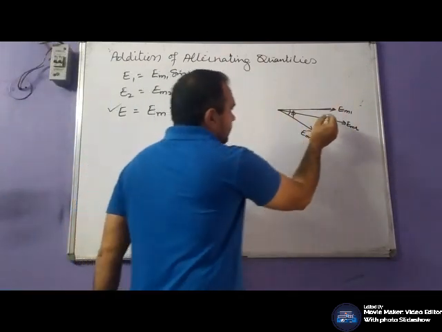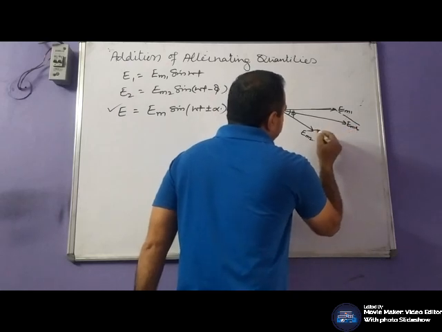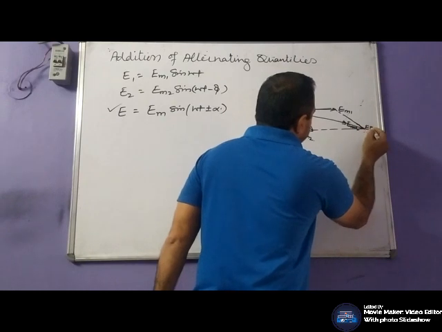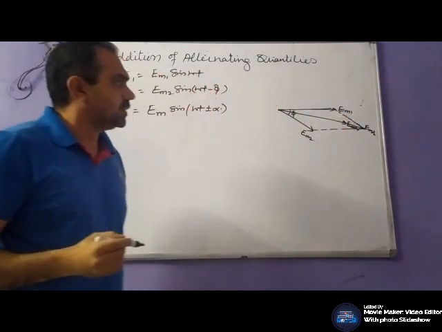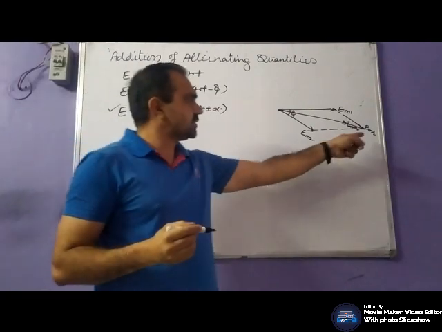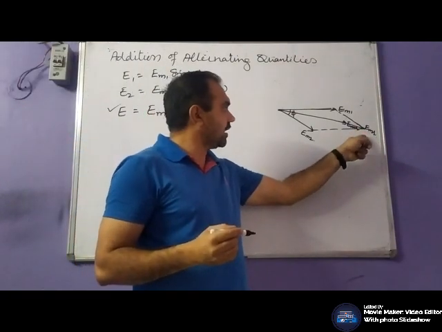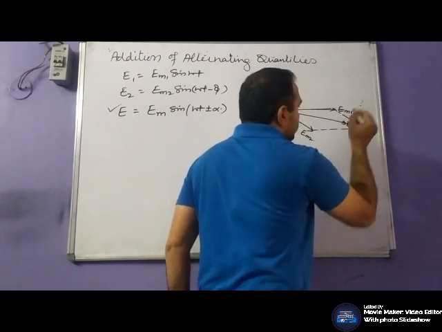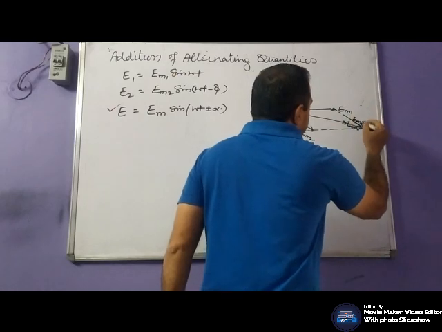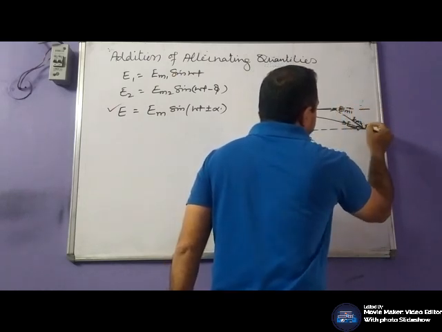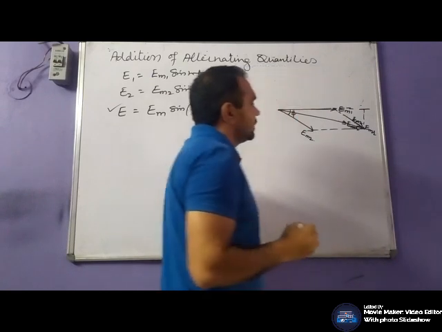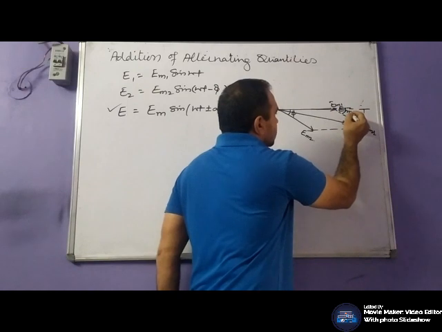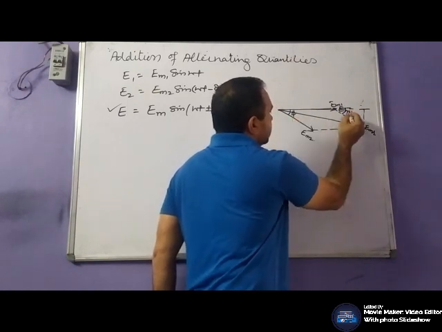And that can be found out: just draw the parallelogram and find out this resultant. We have drawn the parallelogram. So this one is the EM2. Extend it and draw a perpendicular. What is this angle? This angle is phi. So this angle would also be phi.